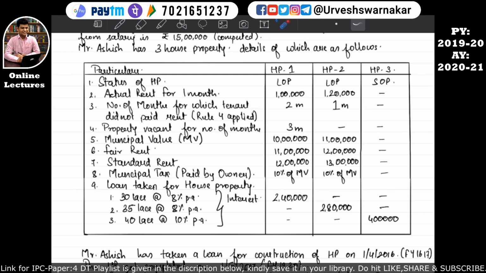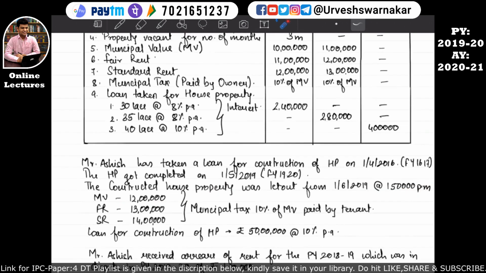Then the loan taken for house property 2 is 35 lakhs at the rate of 8% per annum, and the interest paid is 2,80,000. And for house property 3, that means the self-occupied house property, the loan was taken of 40 lakhs at the rate of 10% per annum. Therefore, the interest is equal to 4 lakh.